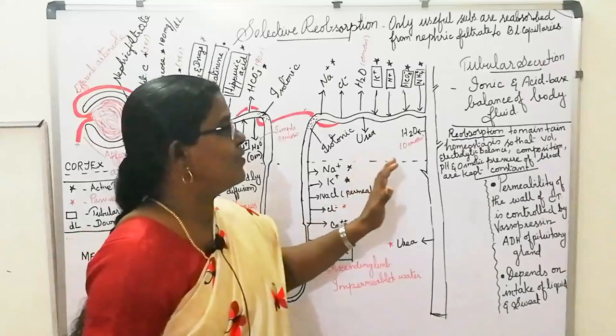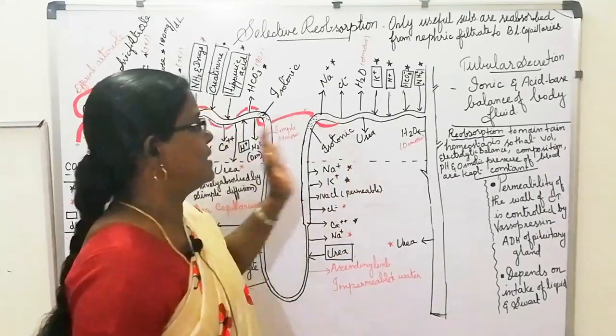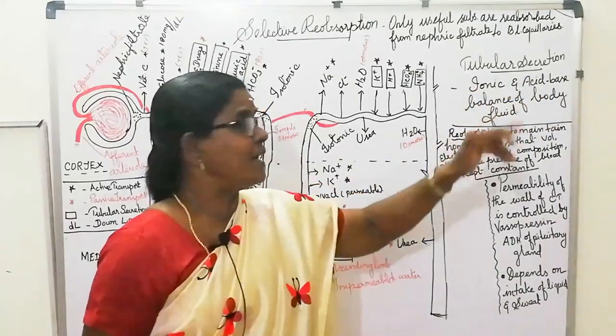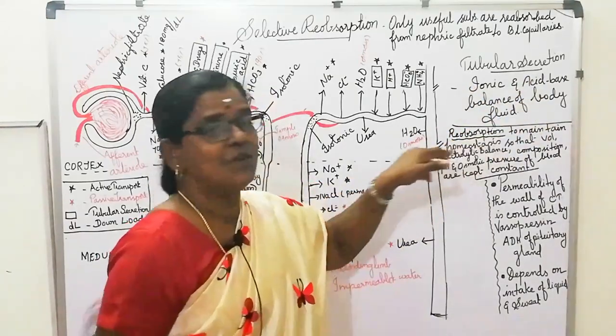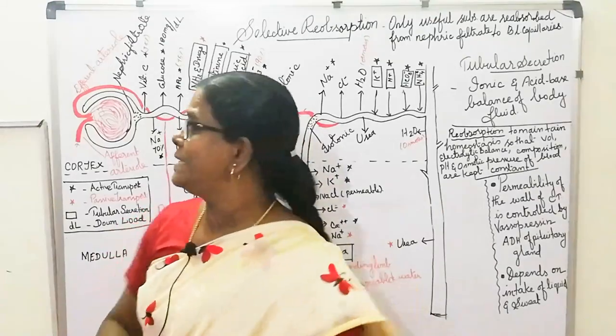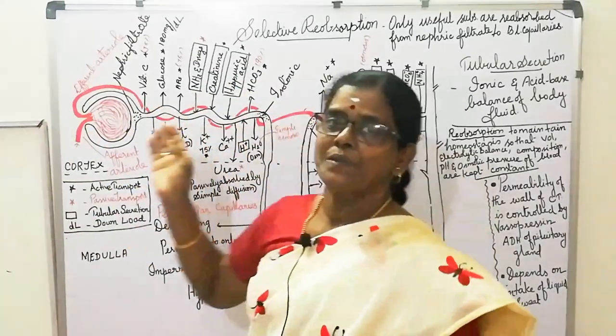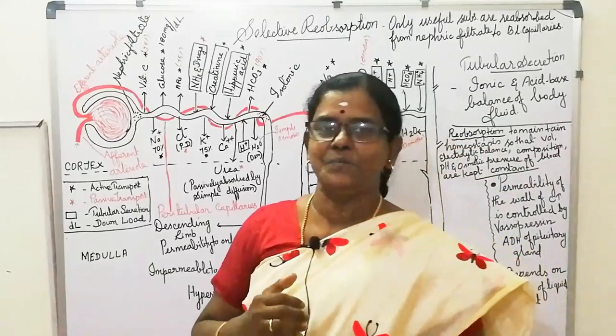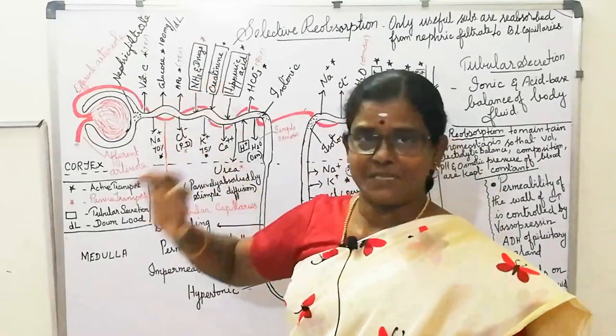So the main function of this tubular secretion is to maintain the ionic and acid base balance of body fluid. Here you see these absorptions take place according to the pressure, the net absorption pressure. Due to the net absorption pressure, this reabsorption takes place.